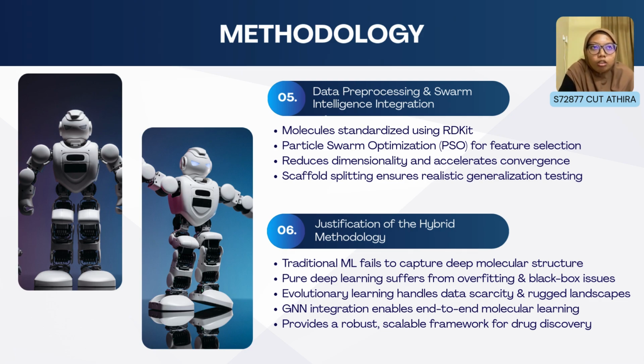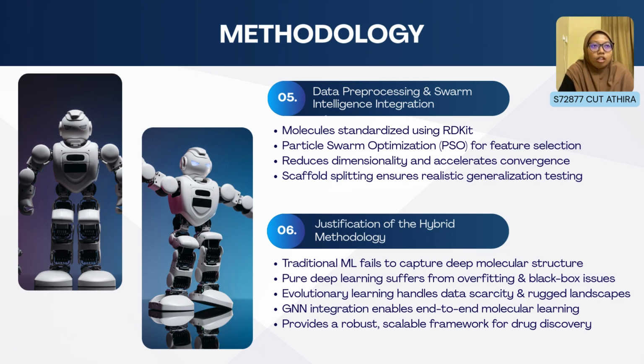Before training, all molecular data undergo standardization using RDKit to remove noise and inconsistency. Particle swarm optimization is then applied for feature selection, reducing dimensionality and improving convergence speed. To ensure realistic evaluation, scaffold-based weighting is used, which tests the model's ability to generalize to novel chemical structures.